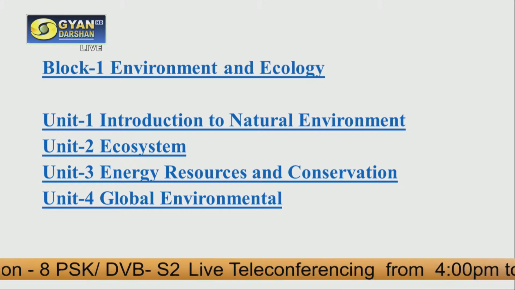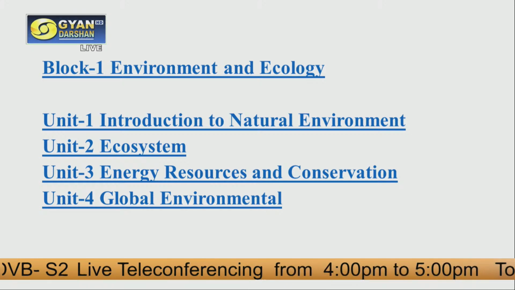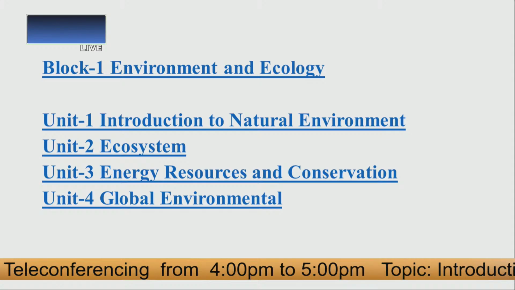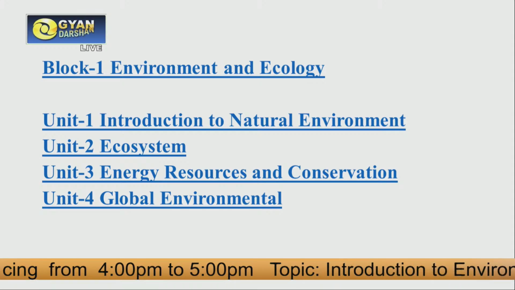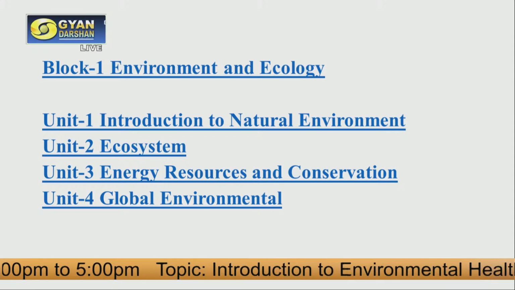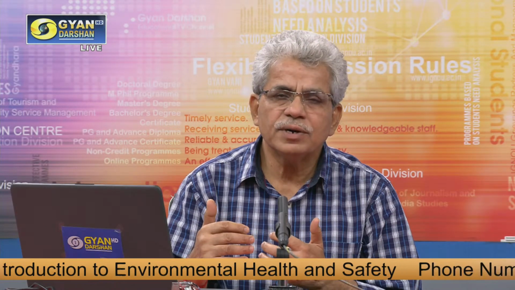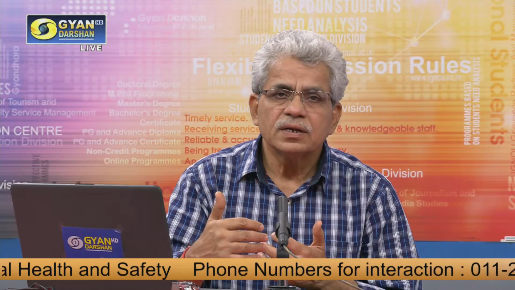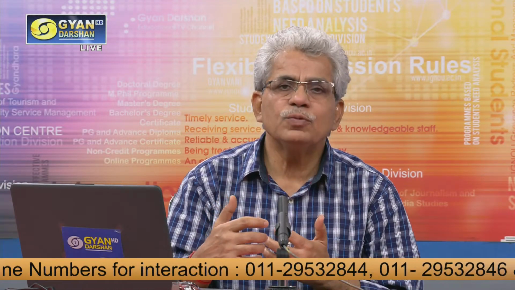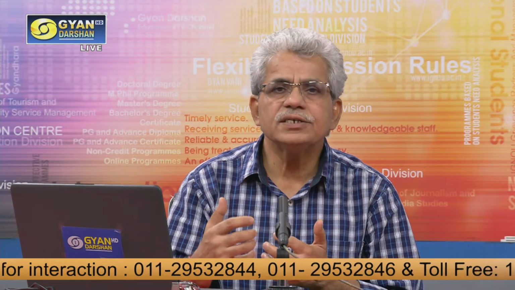In block 1, there are 4 units. Unit 1 is Introduction to Natural Environment. Here we will be discussing what the natural environment is, what its components are, how humans interact with the natural environment, and how and why the environment is getting affected by human activities.